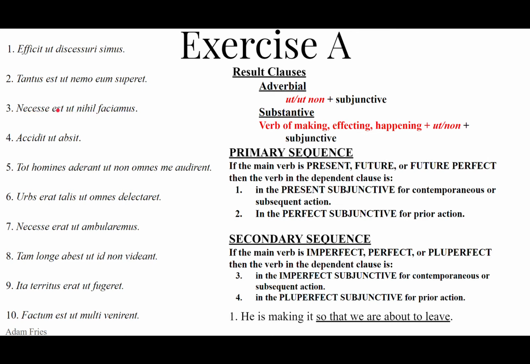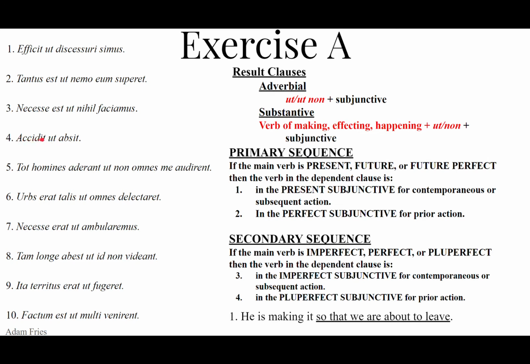It is necessary, and the result of that is that we do nothing. What is the it? What is it necessary that we do? We do nothing. We could also say, us doing nothing is necessary. So we have primary sequence and contemporaneous or subsequent action, present subjunctive. Same thing with number 2. Number 2 is the adverbial result clause. 1 and 3 have been substantive result clauses. Number 4 is also a substantive result clause.